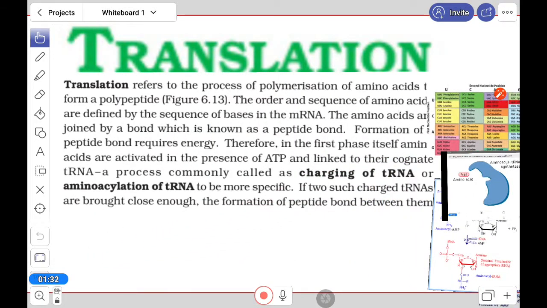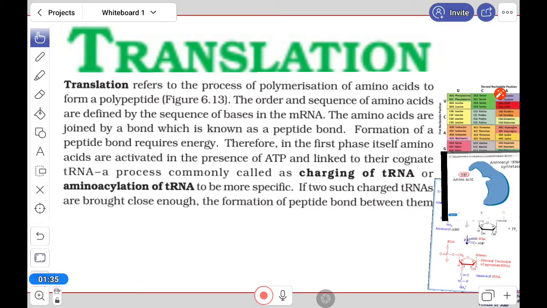Now look here. First, we have to keep in mind that amino acids are joined by a bond known as the peptide bond, and the formation of the peptide bond requires energy. Therefore, in the first phase itself, the amino acids are activated in the presence of ATP and linked with tRNA. The charging of tRNA, the aminoacylation of tRNA, is what we have to discuss.